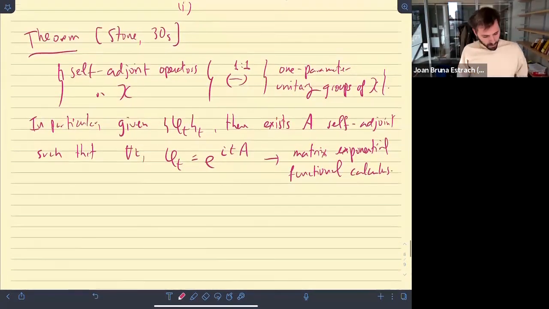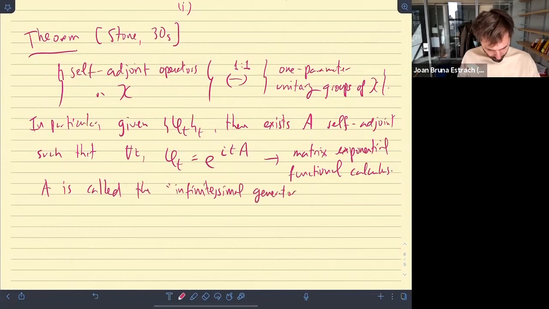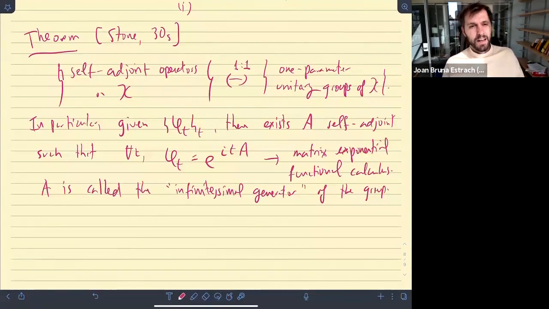Okay, so now let's try to unpack and understand what this means, right? So A, in that case, is called the infinitesimal generator of the group. Because if I know this self-adjoint operator A, then I can basically generate all the possible copies, right? And there are many interesting connections and properties that we can extract from this.